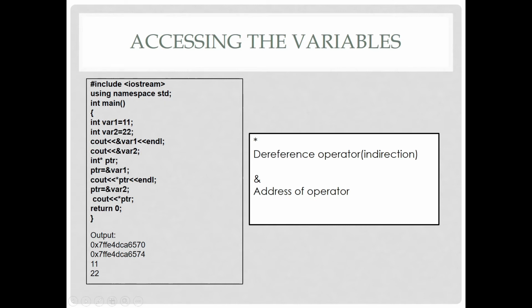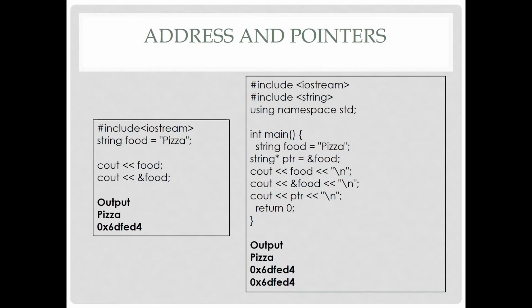So you have a star operator, which we call a dereference operator or an indirection operator. You have ampersand, which is called the address of operator. This is how we normally access the variable.